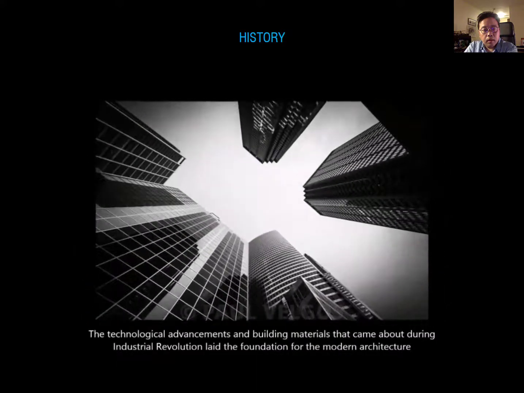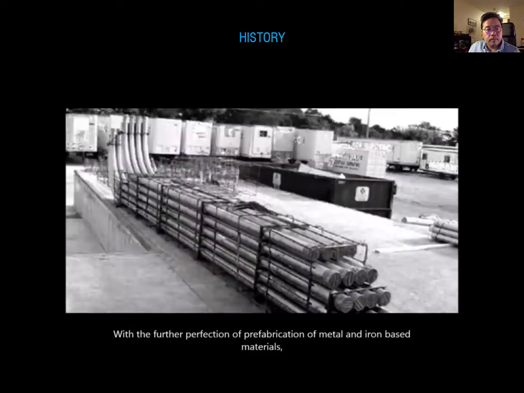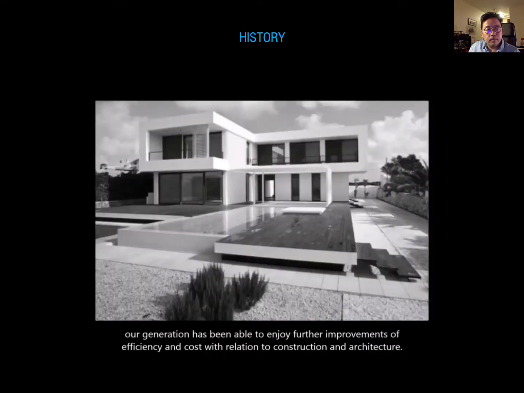The technological advancements and building materials that came about during the Industrial Revolution laid the foundation for the modern architecture of the early 20th century, and are the basis even of high-rise and skyscraper construction of today. With the further perfection of prefabrication of metal and iron-based materials, our generation has been able to enjoy further improvements of efficiency and costs related to construction and architecture.